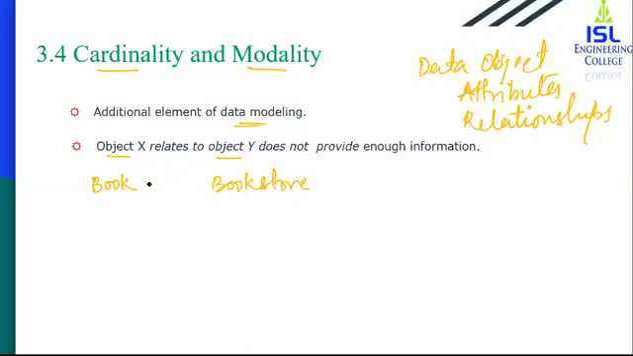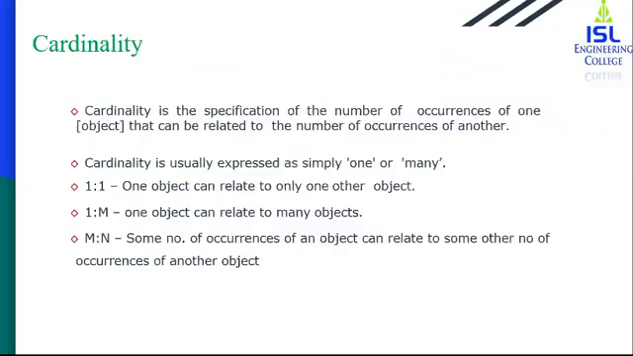Now you have a relationship that exists between a book and a bookstore. This is not enough to give you enough information. So within this, you're going to have cardinality and modality. Now what is cardinality? Cardinality is the specification of the number of occurrences of one object that can be related to the number of occurrences of another object. That is, how many times an object is related to another object that can be identified.